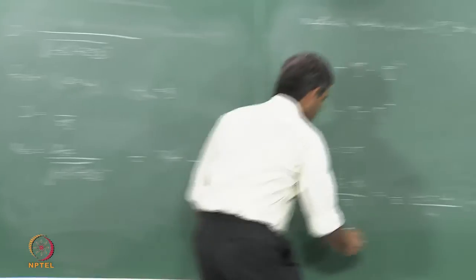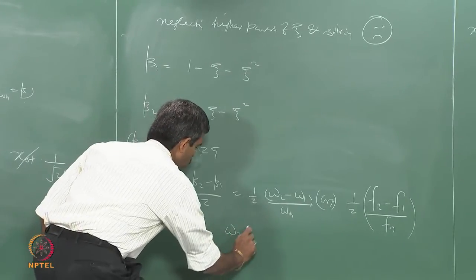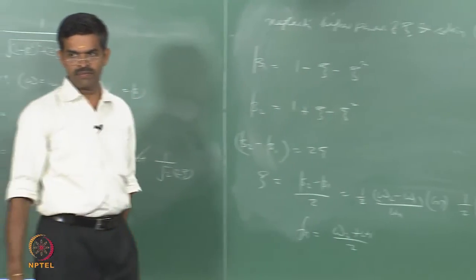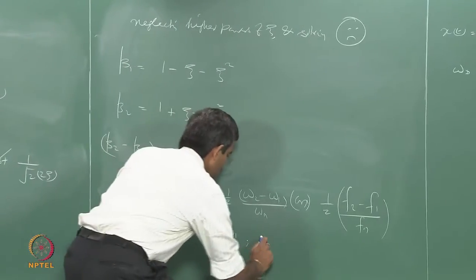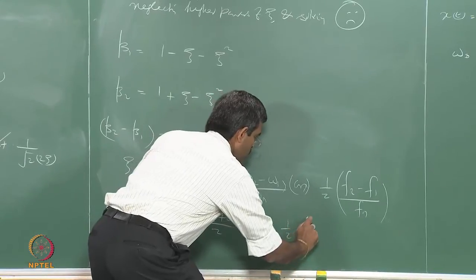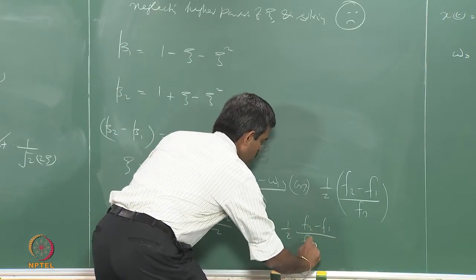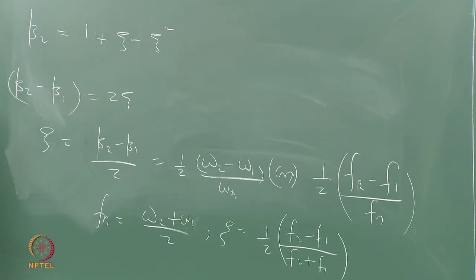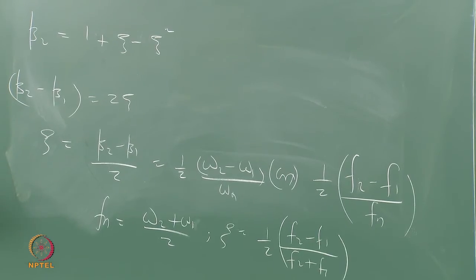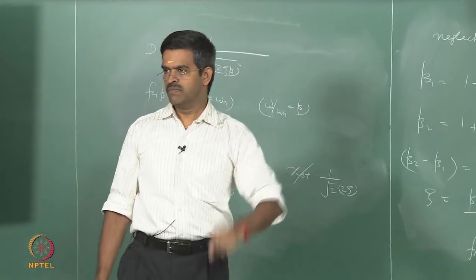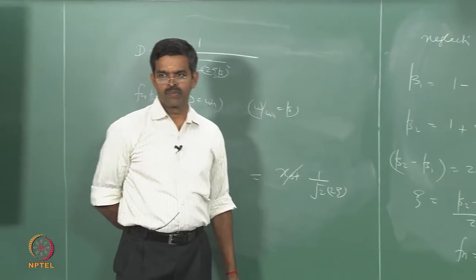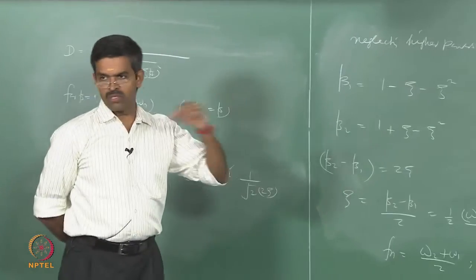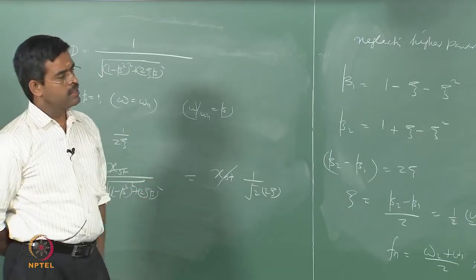And we all know fn is (omega 2 plus omega 1) by 2, because that is the midpoint. Therefore, zeta is half of (f2 minus f1) by (f2 plus f1). So, if you know these frequency points from the half power bandwidth method, you can easily find zeta by this equation. Okay, this is one method to find zeta. The other method is of course experimental: conduct an experiment and get zeta.